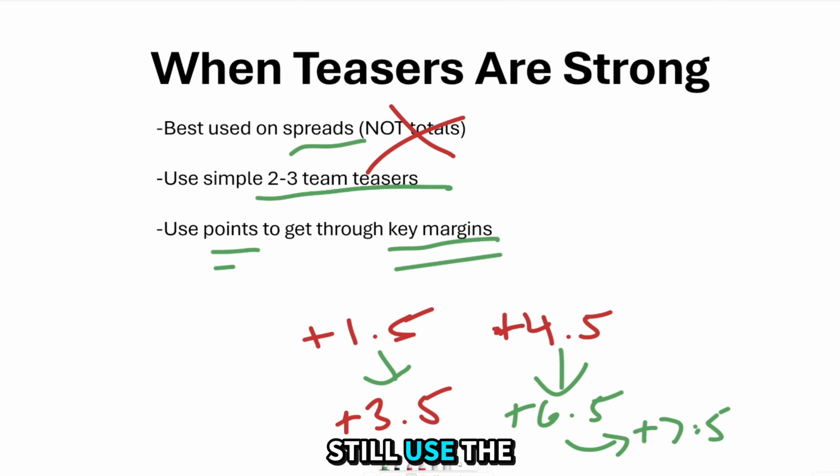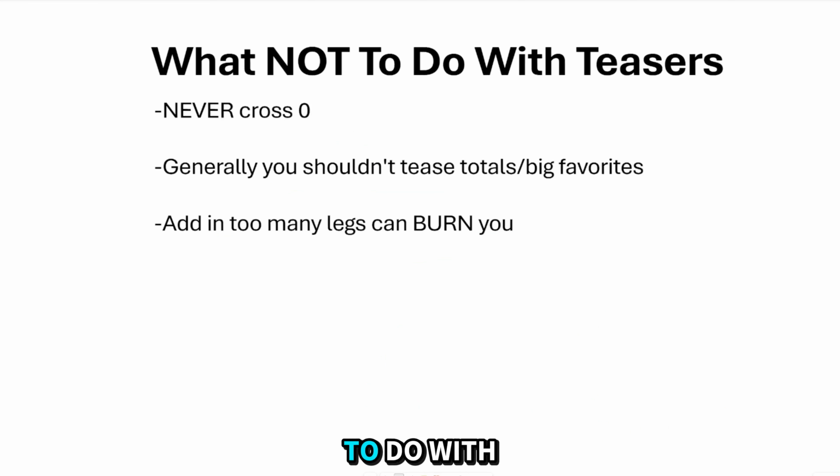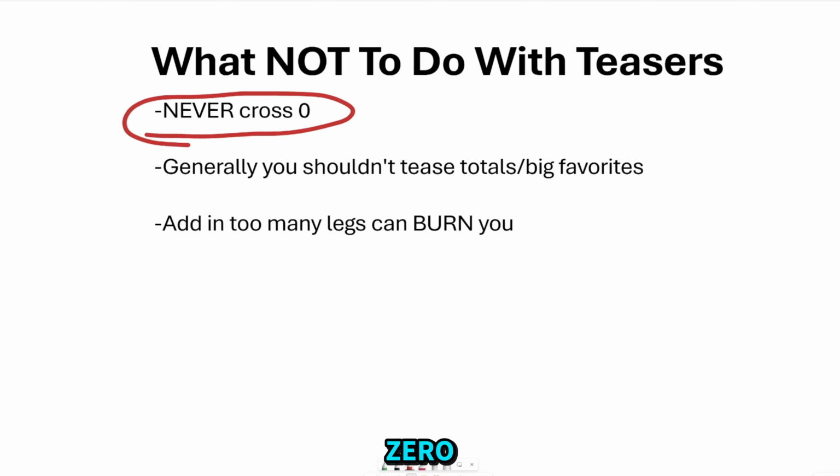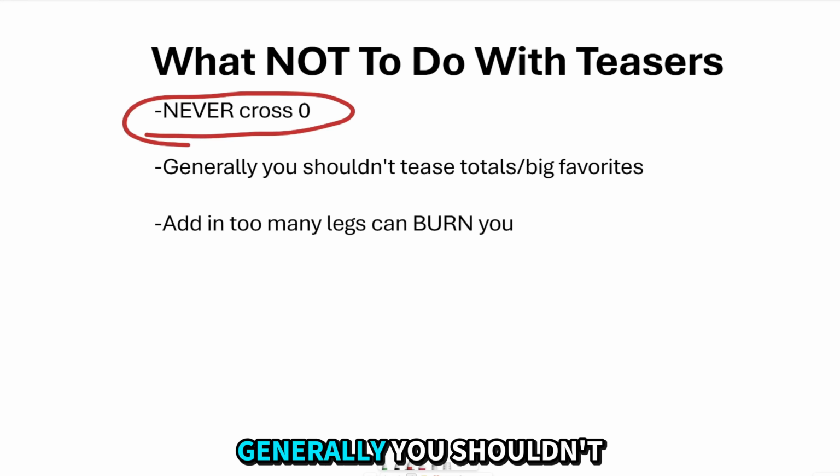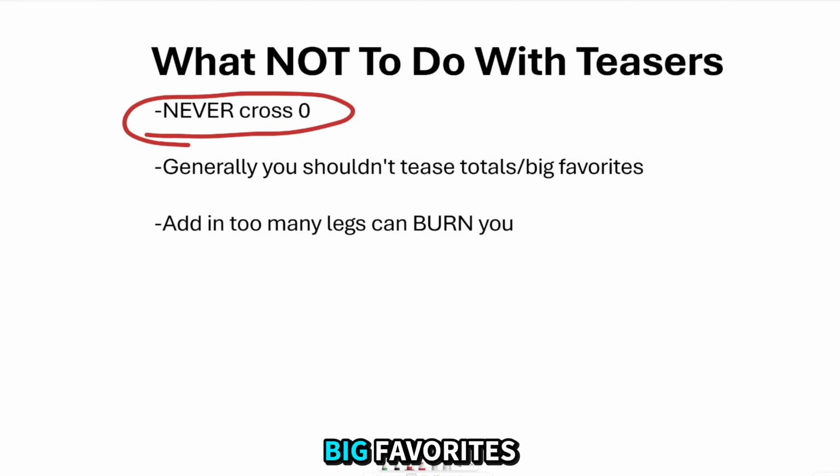So you can still use this same concept, but it can be a great way to get past those key margins. Now, what not to do with teasers. A lot of things in sports betting are knowing what not to do. And one of the biggest things, probably the biggest rule when it comes to teasers, is to never cross 0. And I'm going to show you in a minute why you never want to cross 0, and I'll explain what that looks like. And also, generally, you shouldn't tease totals or big favorites.